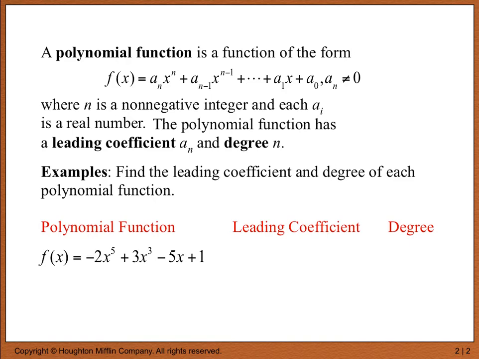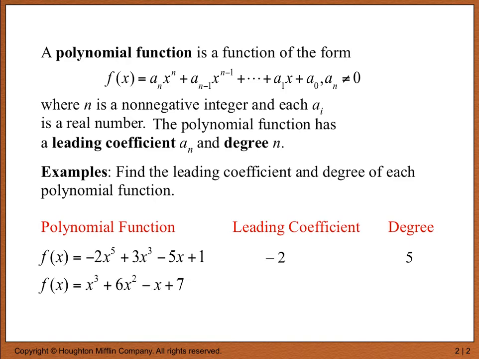All right, pause the video, fill in the blanks for the leading coefficient and degree for this, and then resume when you have that answer. Okay, you should have written negative 2 and 5. The leading coefficient is negative 2, and the degree is 5. So a sub n is negative 2, and n is 5.